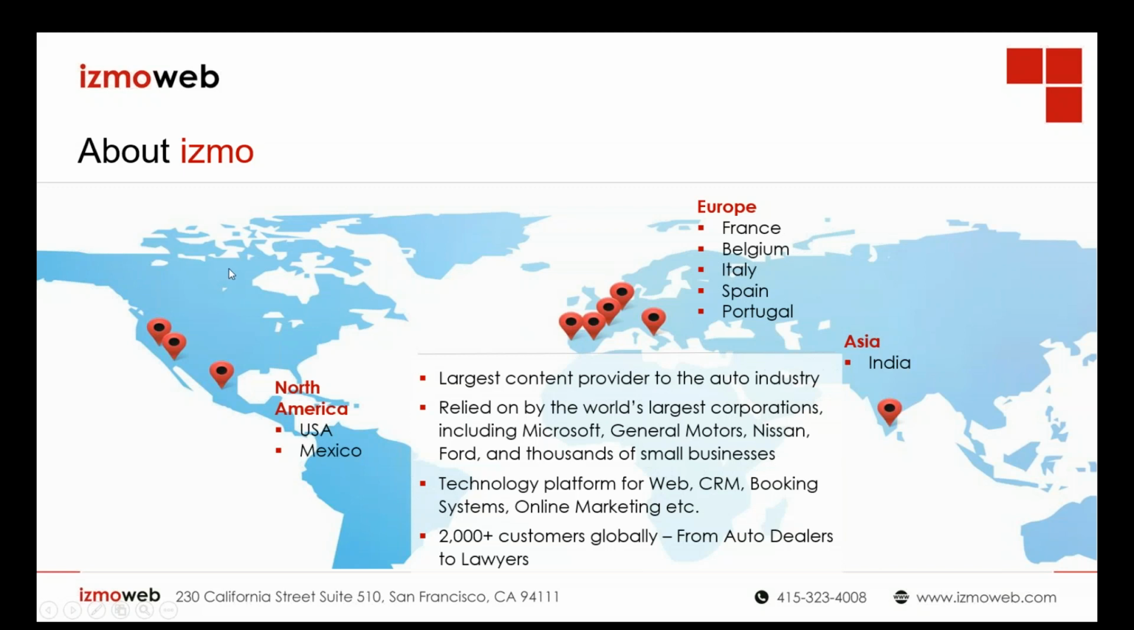So our company's been in business for 15 years. We have literally thousands of customers on this izmoweb platform. So you can be assured that when you're selling this solution out into the marketplace, you're selling a top-of-the-line, top-notch product. You can also be assured that some of the biggest companies in the world are using this platform for their websites, companies like General Motors, Nissan, Ford. We also offer CRM and booking systems, and like I said, we have about 2,000 customers globally.